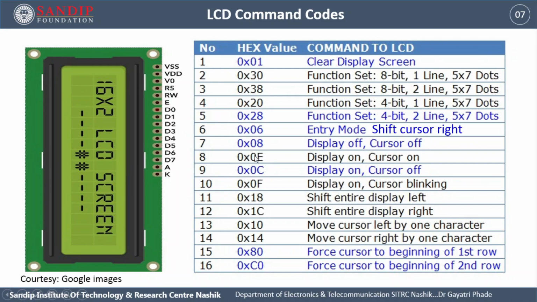0E is display on, cursor on. 0C is display on, cursor off. 0F is display on, cursor blinking.